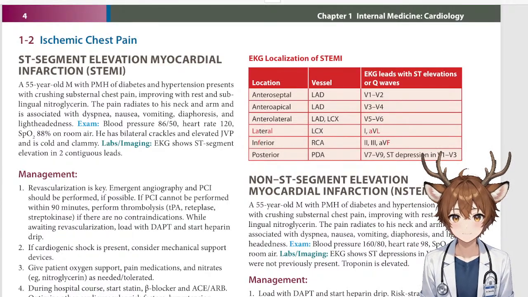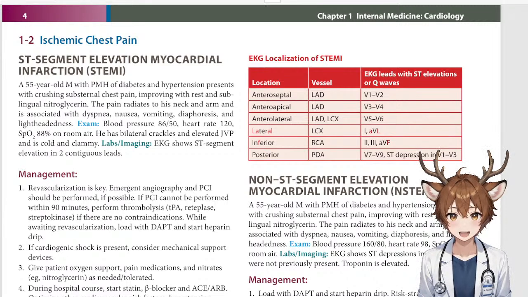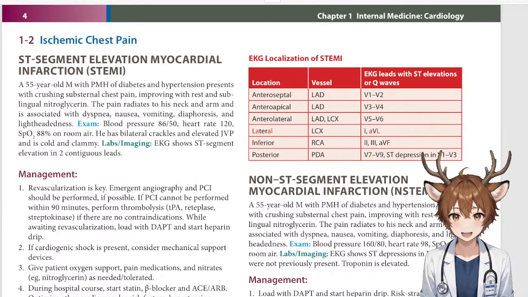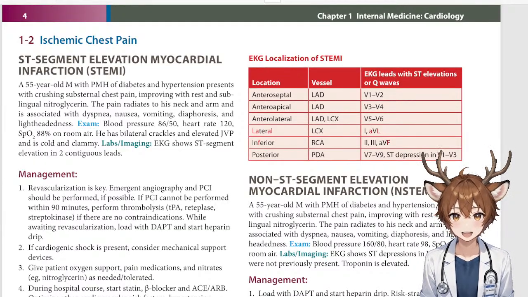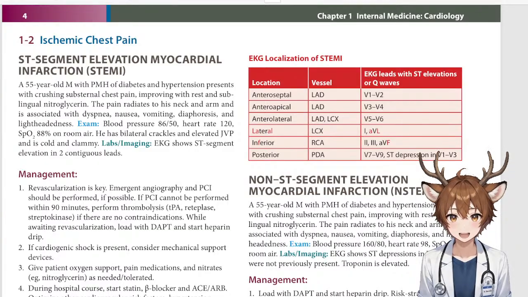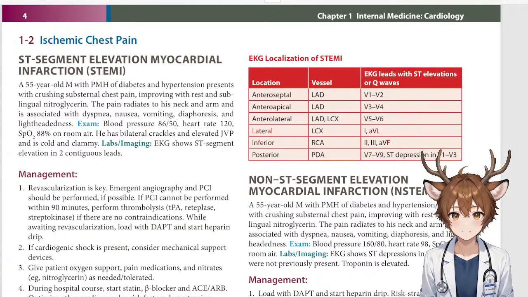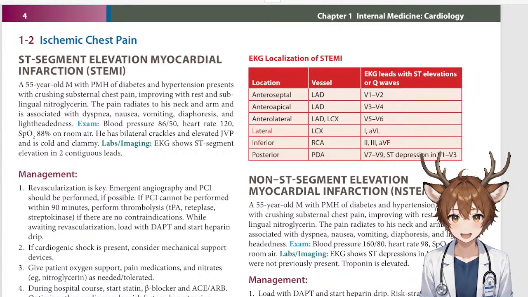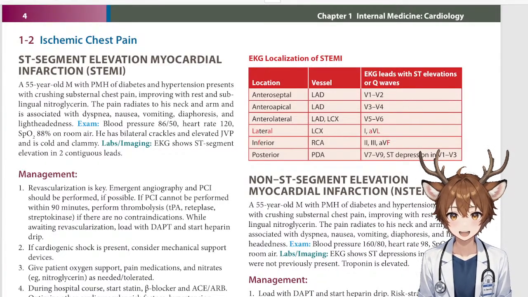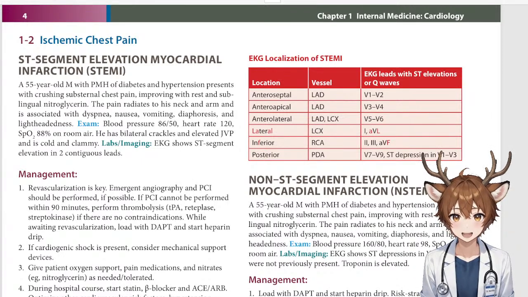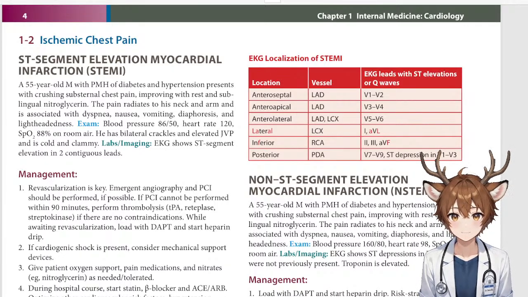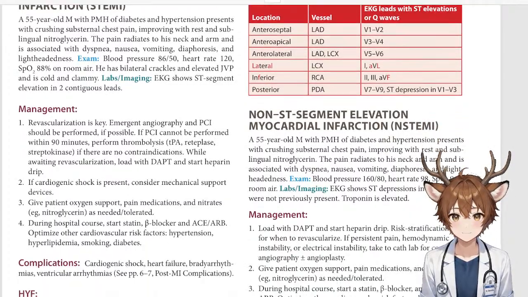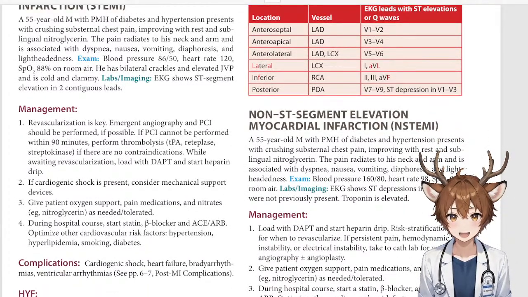Posterior would be the PDA, with V7 through V9 changes and ST depression in V1 through V3. An easy way to remember, from my understanding: V1 through V6 issues are probably going to be LAD. Left circumflex is probably going to be V5, V6, I, and AVL. And inferior is going to be II, III, AVF, or RCA. So if you have II, III, or AVF, think RCA, think inferior location. When you have an AVL or I issue, think lateral or left circumflex. When you have a V1 through V6 issue, it's probably LAD, and therefore anteroseptal, apical, lateral, something like that.